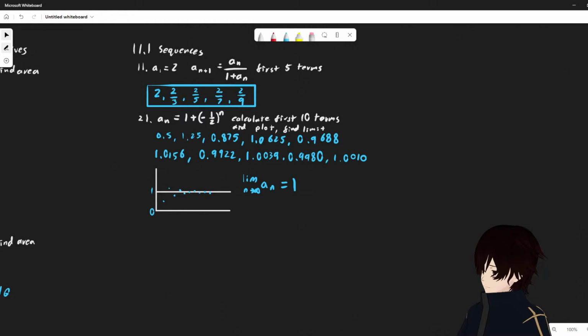Next up is 29. Now for all of these below, we determine the convergence.